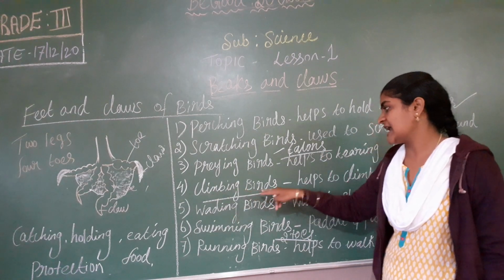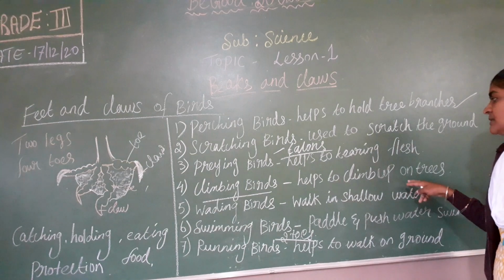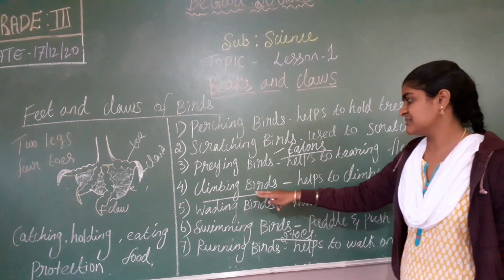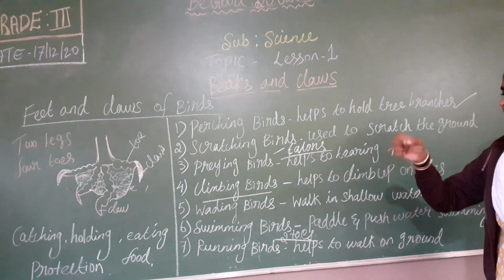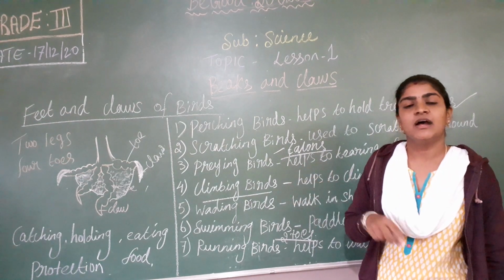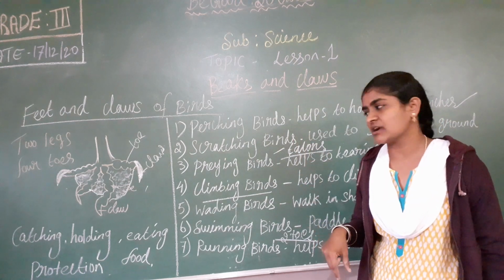And next one is a climbing bird. It helps to climb on the trees. And one speciality of this bird is that 2 toes are forward and 2 more toes are on the backwards.